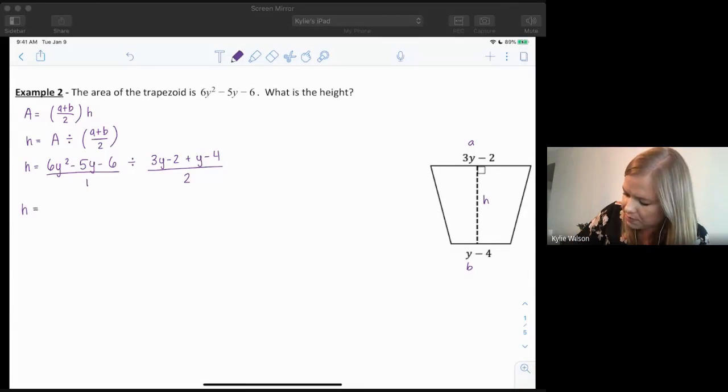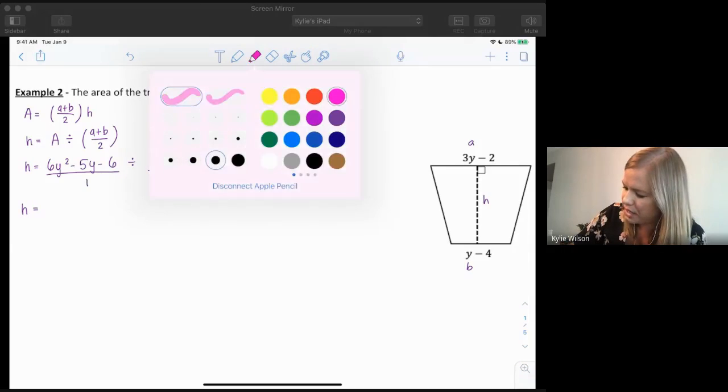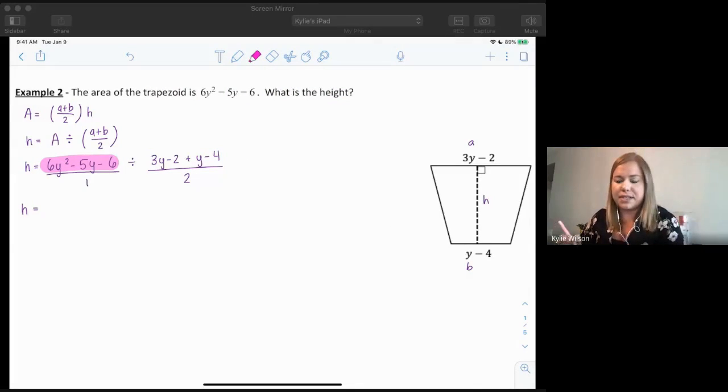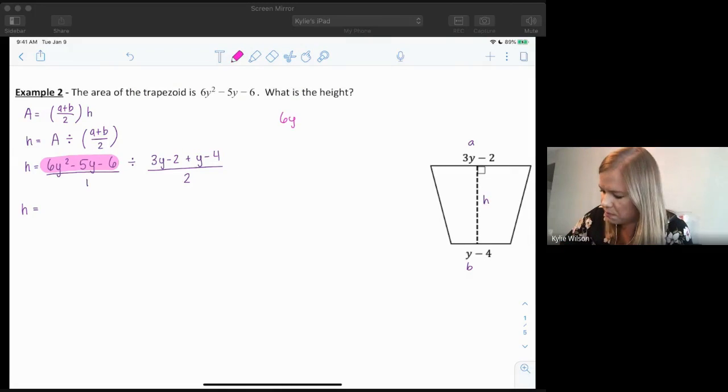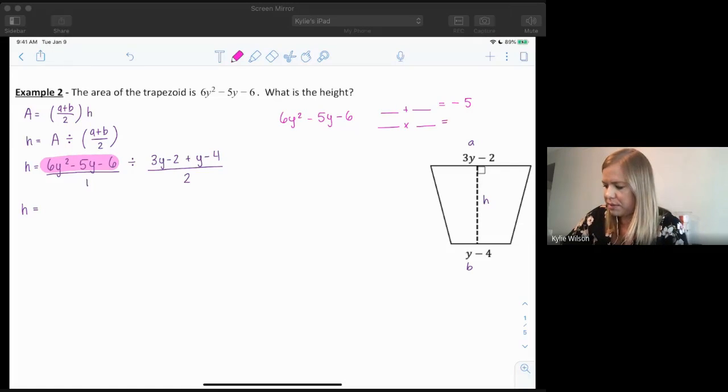So we'll start by factoring this thing. And I'm just going to do the factoring off to the side over here so you can all see where I get my values from. So 6y squared minus 5y minus 6. We need to find two numbers that add to the middle number and multiply to the first number multiplied by the last number, which would be negative 36. Those two numbers are going to be negative 9 and 4.